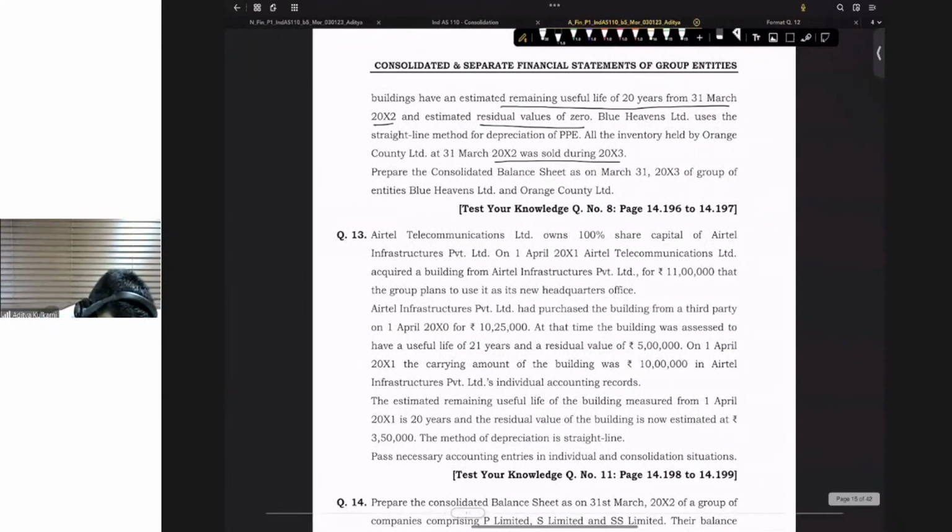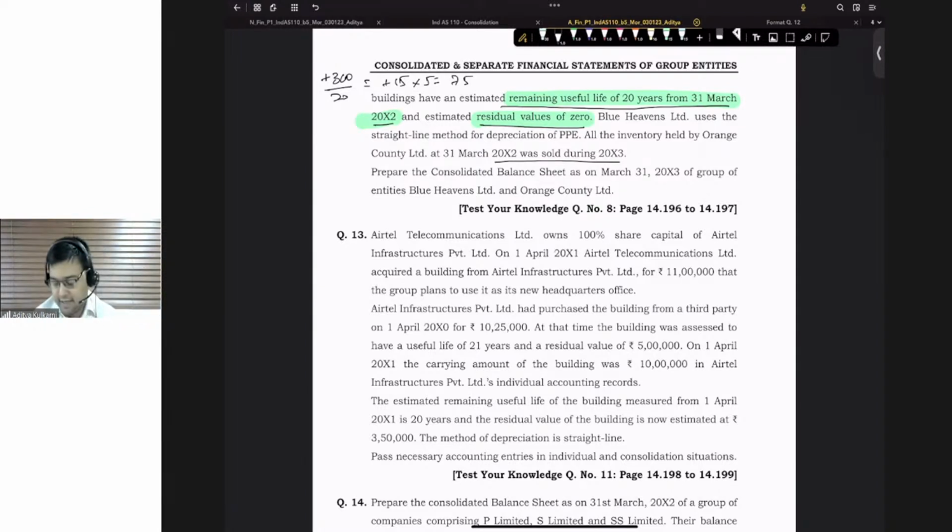All buildings have a remaining useful life of 20 years from the date of acquisition, with a remaining value of 0, that is the scrap value. So you have increased the value by 300. Remaining life is 20. So therefore, your depreciation is 15. Okay. Suppose you were doing the consolidation after 5 years from the date of acquisition. In that case, you would multiply 15 with 5, 75, and take that in your retained earnings, because you are computing the retained earnings post acquisition for the period from date of acquisition till date of consolidation.